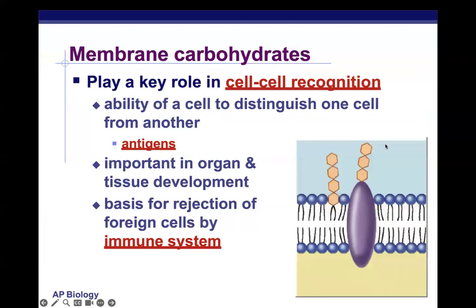So here's another picture of a cell carbohydrate, like a glycoprotein, and they play very important roles in cell recognition and the ability for one cell to distinguish itself from another. And they're important in organ and tissue development, and they're really the basis for rejection of foreign cells by the immune system. So they act as tags to say, hey, this is part of our body, we're all good.